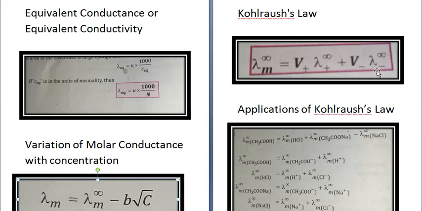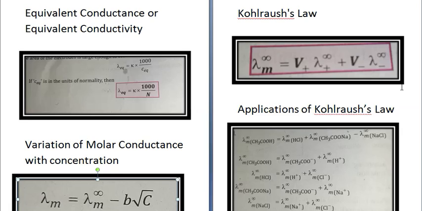Where lambda plus infinity and lambda minus infinity are molar conductivities of cation and anion. Plus and minus is just telling you cation and anion. Of an electrolyte, and v plus and v minus are the number of cations and anions per formula unit of electrolyte.